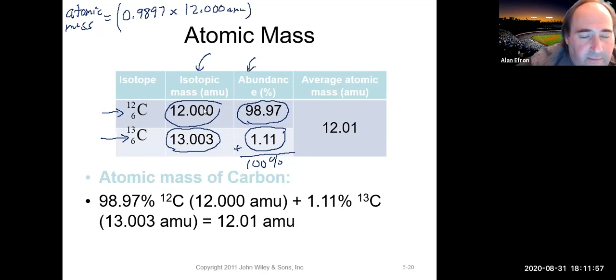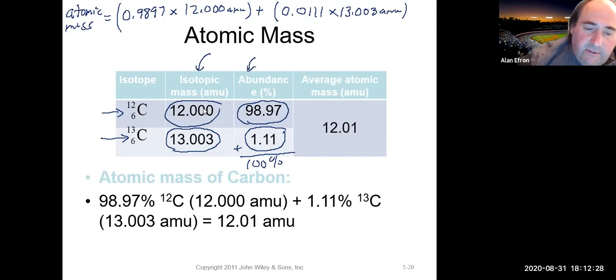And then the important thing where people mess up is you're actually going to add here, not multiply or anything like that. And you're going to take the percentage of our next isotope, which is 1.11%. If you take 1.11 divided by 100 or move the decimal, you get 0.0111, which would be 1.11% times the mass of our second isotope, which was 13.003 AMU.